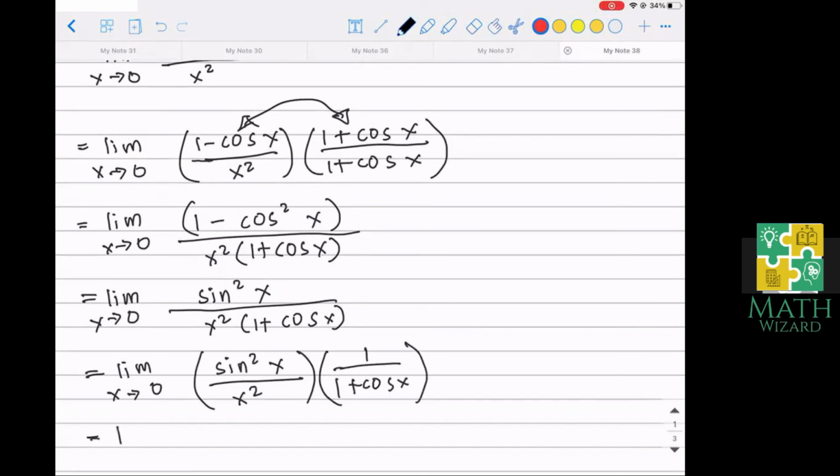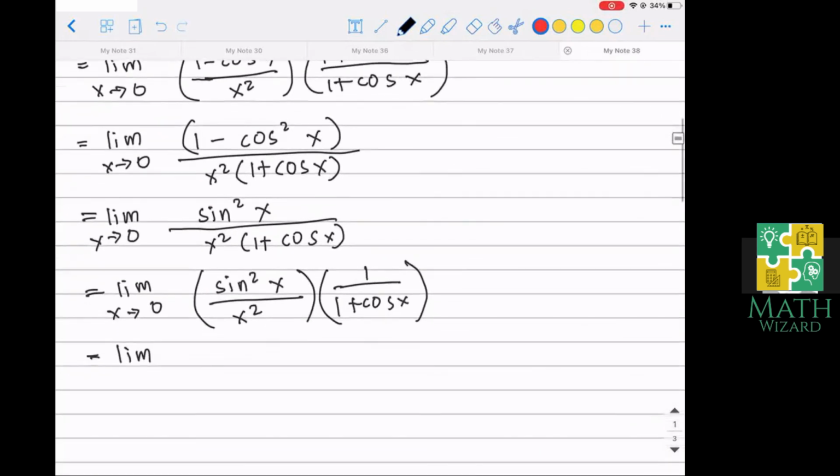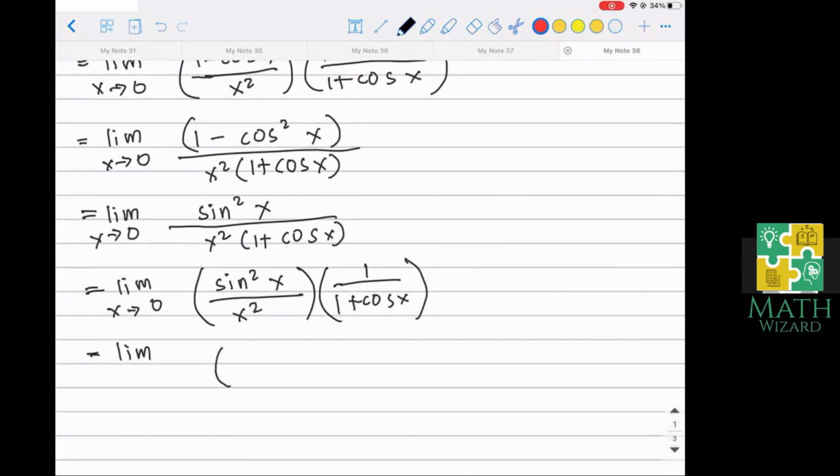Ayan. And then, the limit of itong sin square x over x square, pwede natin siyang isulat na sin x over x, squared. Okay? Same lang yan sila. Yung sin square x over x square ay same lang po yan sa sin x over x, squared. They are the same lang. Okay? And then, times 1 over 1 plus cosine x as x approaches to 0.